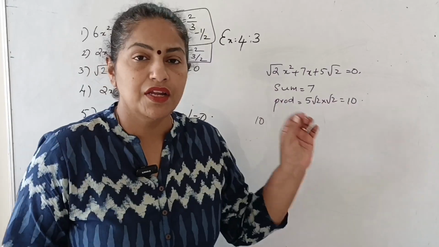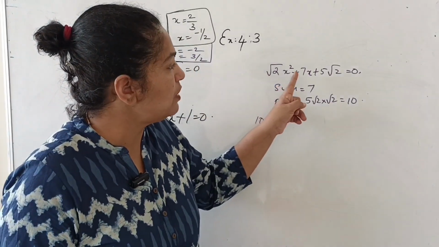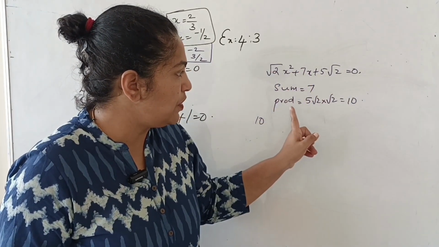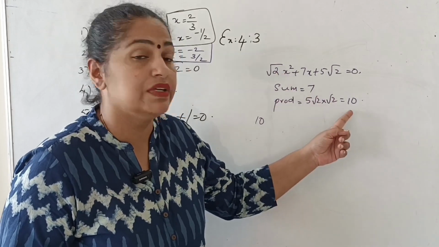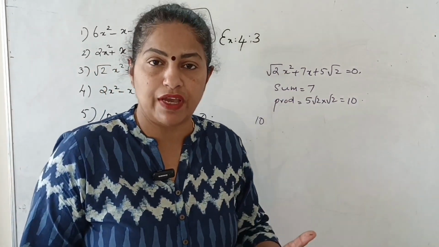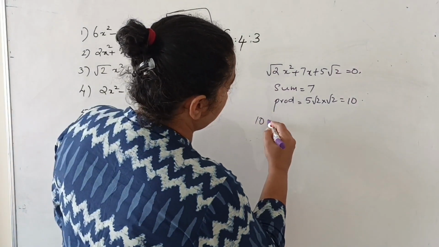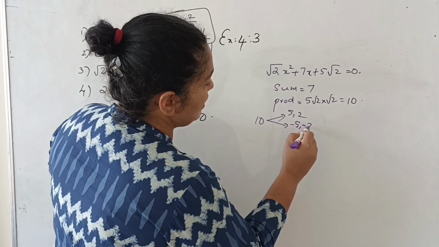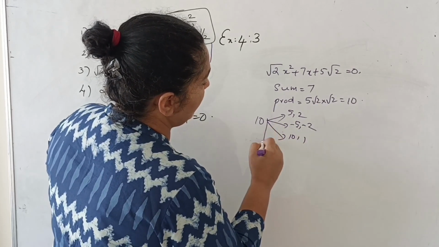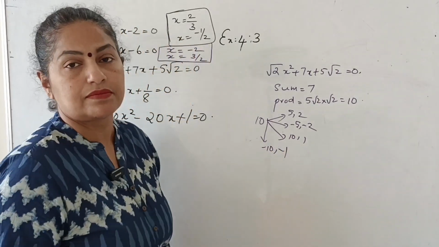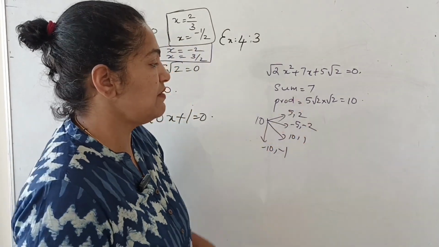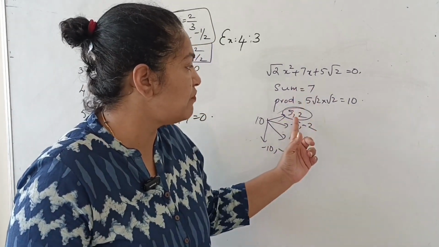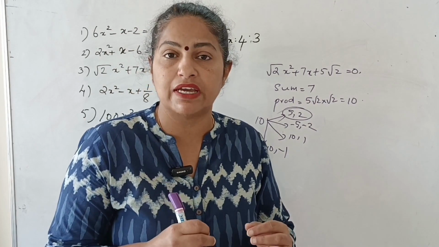Easy, right? Now we have the third one. Root 2 x square plus 7x plus 5 root 2 is equal to 0. Sum is identified as plus 7 and the product is identified as 5 root 2 into root 2, which is 10. I need to break it down into factors. So break it down into its component number factors. So 5 and 2, minus 5 and minus 2, 10 and 1 and minus 10 and minus 1. Okay, so what will give me a sum of 7? This one.